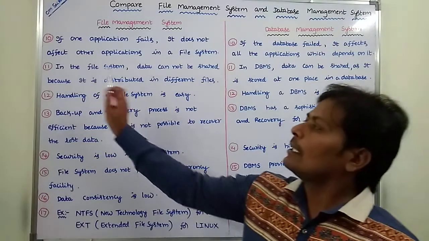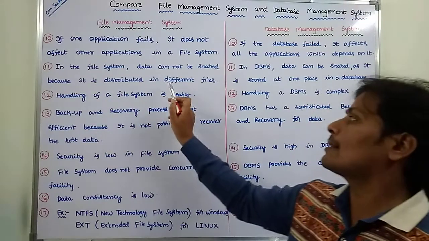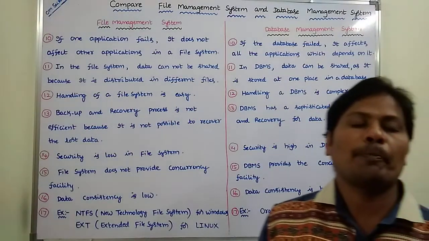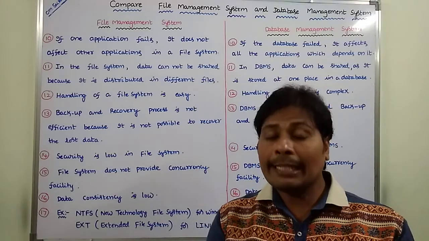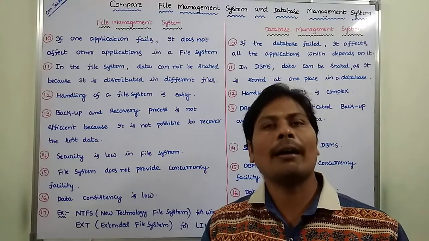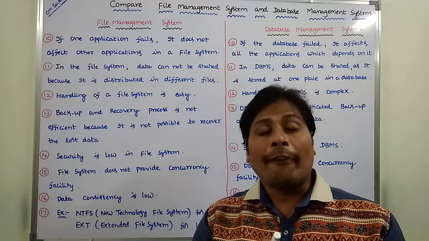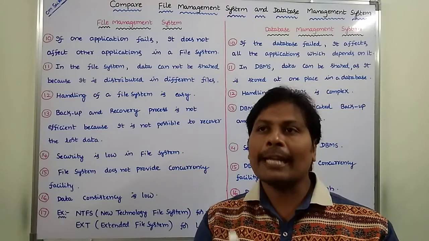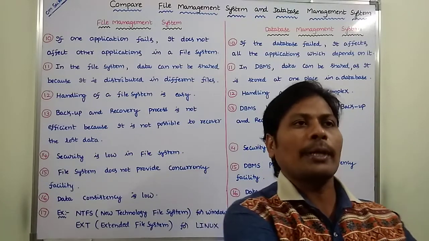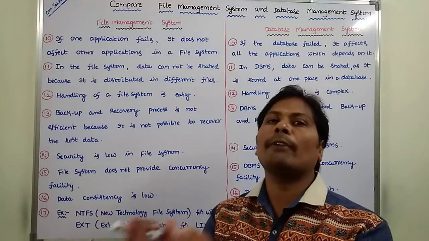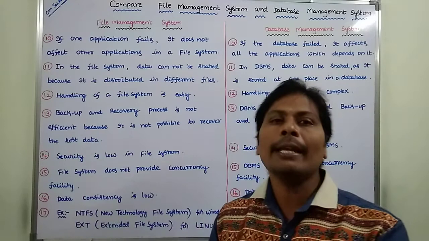Okay, next one, in the file system, data cannot be shared because it is distributed in different files. In the case of a file management system, whatever data is stored is distributed. Some data is stored in one file, some data is stored in another file, and some data is stored in yet another file.